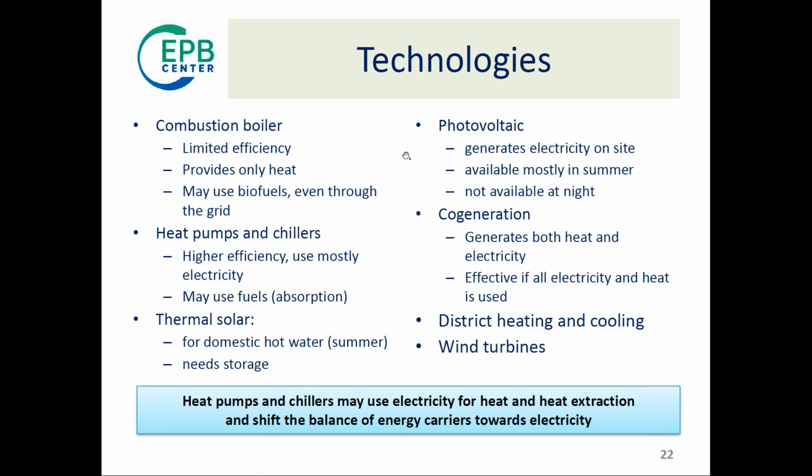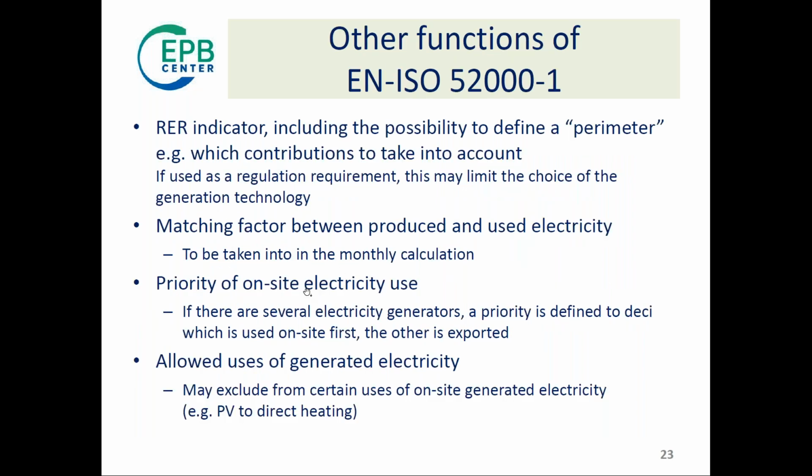carriers. So here is just a reminder of technology. I won't go through it, just leave it as a reminder. These are the main ones. And of course, heat pumps and chillers may use electricity for heat and heat extraction and shift the balance of energy carriers towards electricity, which is what we tend to do lately, because electricity you can generate on site, and this can be very practical.